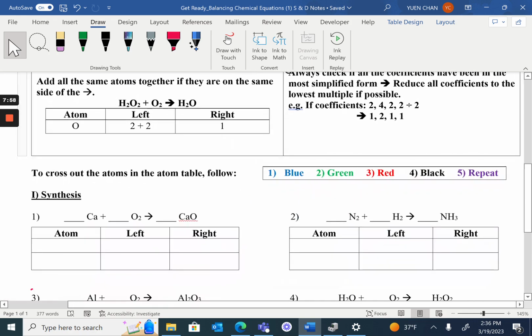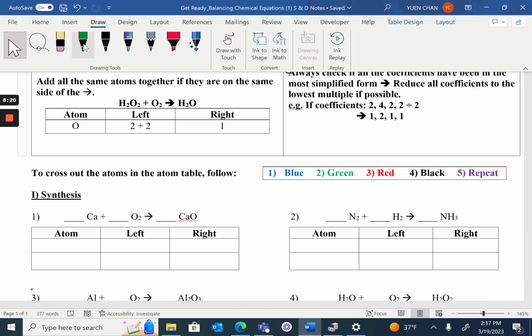And then in order for you to cross out the atom in the table, we've got to follow the order. Number 1 is blue, we use blue pen, and then green pen, and then red pen, and then black pen, and then we're going to continue to repeat it again. All right. So first of all, I'm going to do some synthesis equation. So I give you a blank equation with no coefficient.